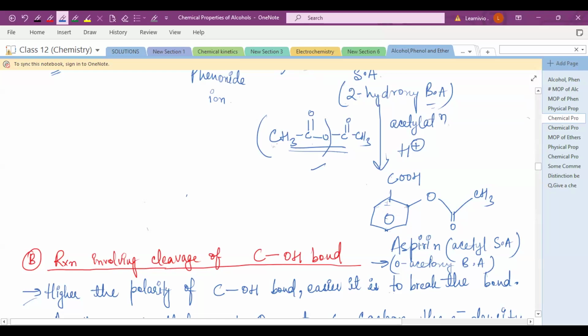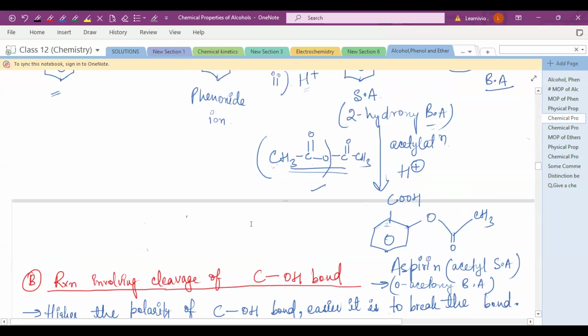Any doubt in any step? You can ask me, because this reaction is very, very important. Aniba, Safrina, Jubita, is it clear? Yes, ma'am.